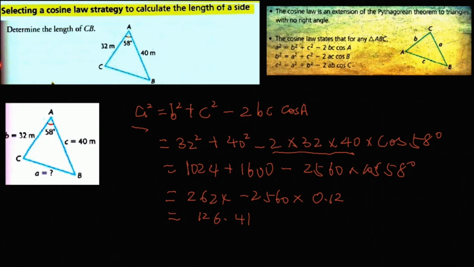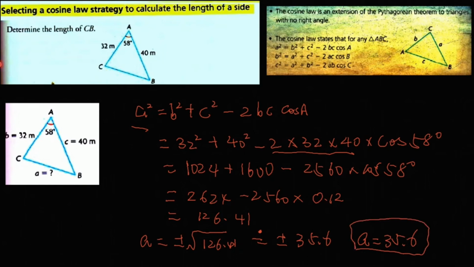Take the square root of both sides. A equals positive or negative square root of 1266.41, which equals positive or negative 35.6. So we take the positive. A equals 35.6. Negative doesn't make sense. So A equals 35.6 meters. That is CB, right? So we find that the length of CB equals 35.6 meters.